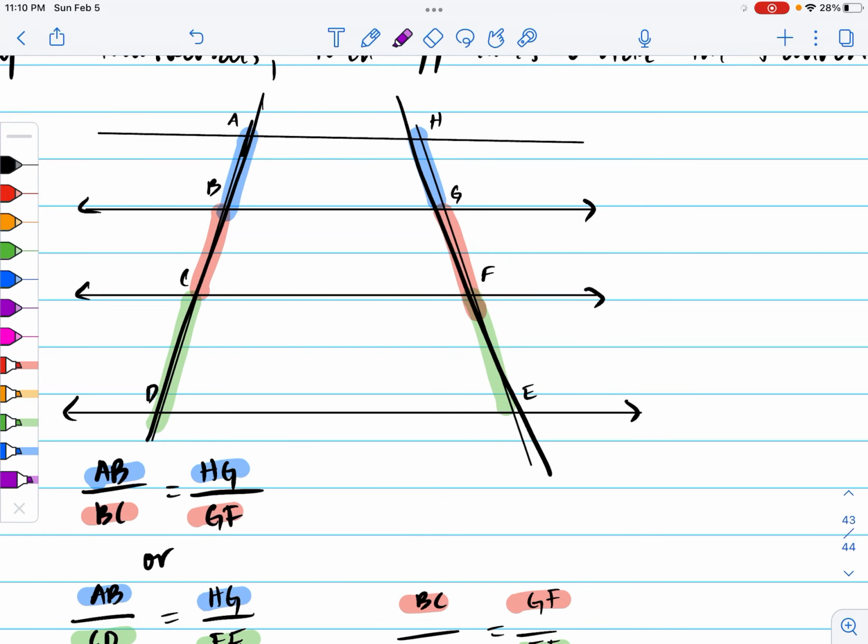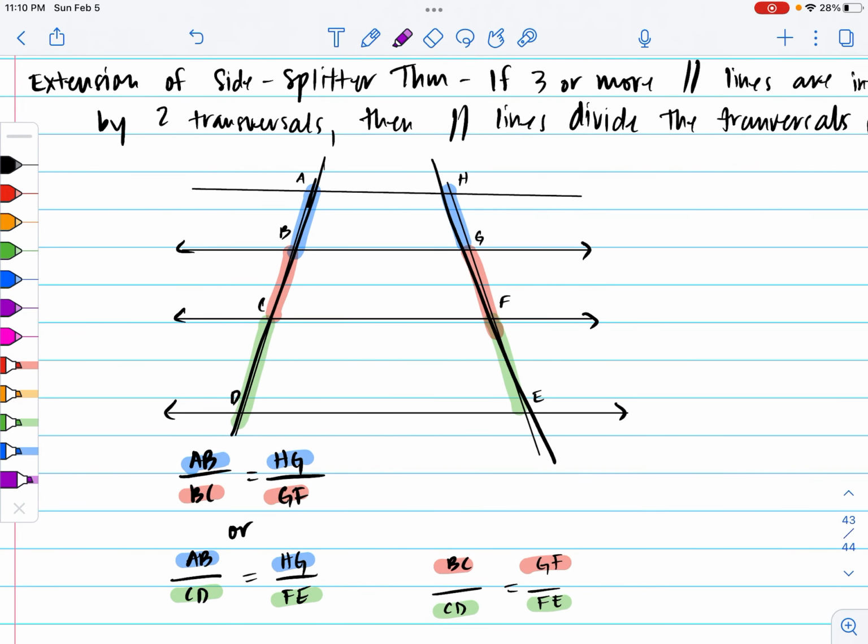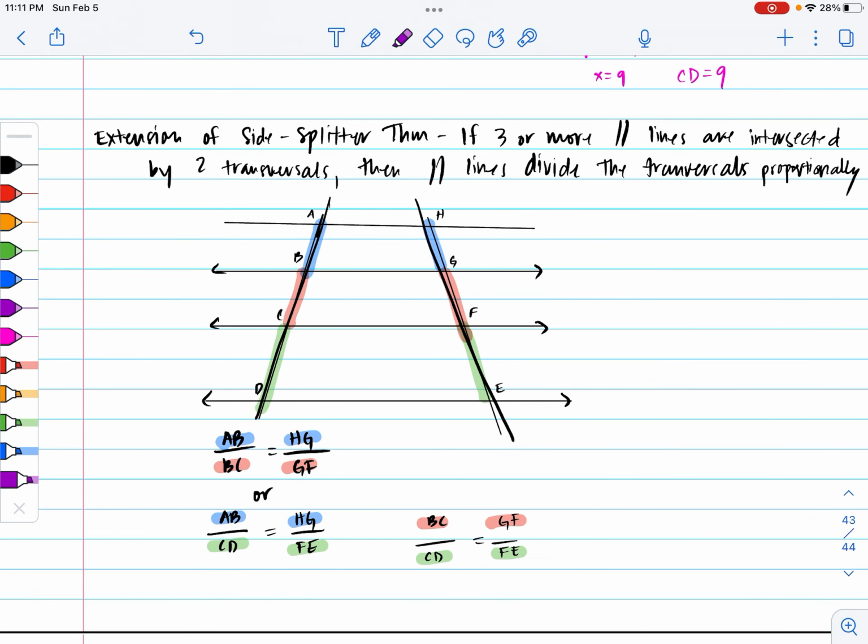It doesn't only require 2 sets of lines. It could be 3 sets of parallel lines or more. Okay, and there is that proportionality that occurs when we have transversals that go through those parallel lines.